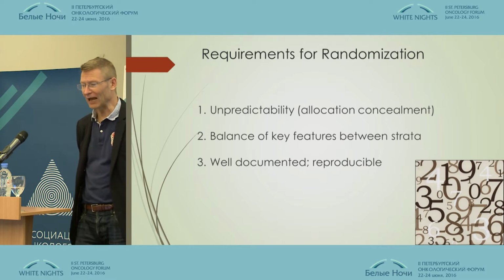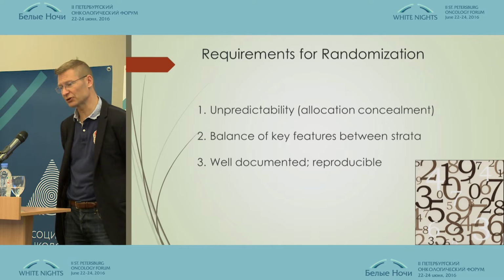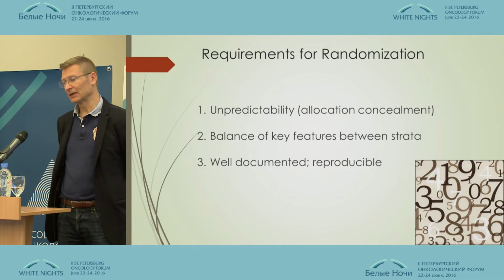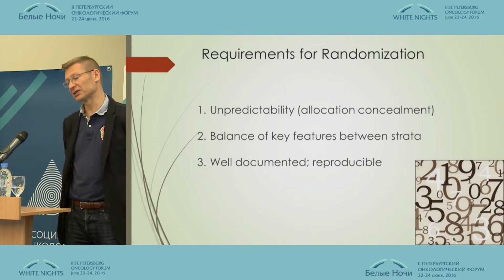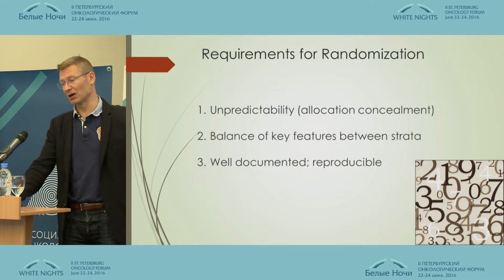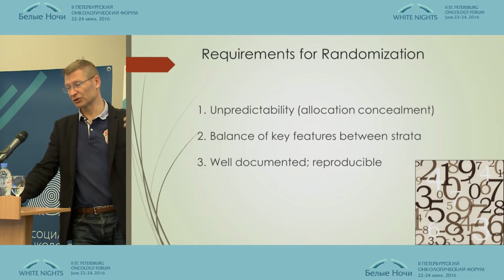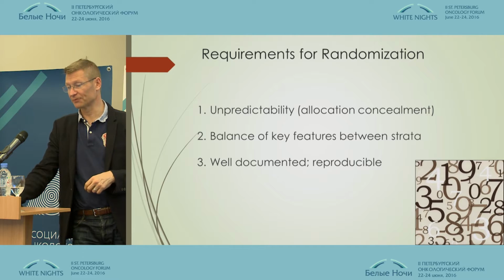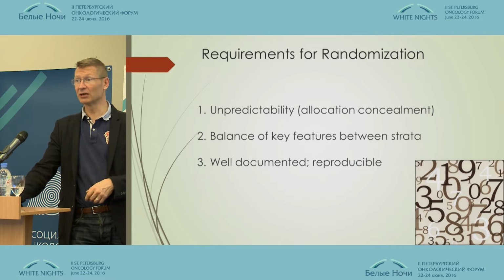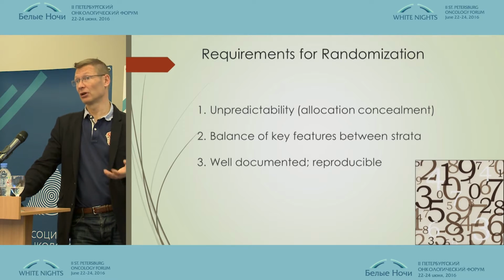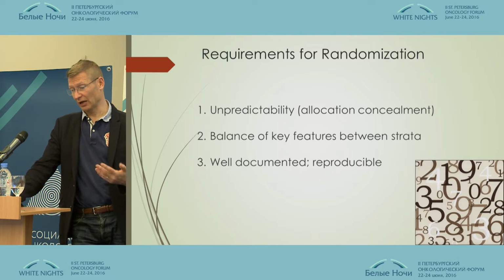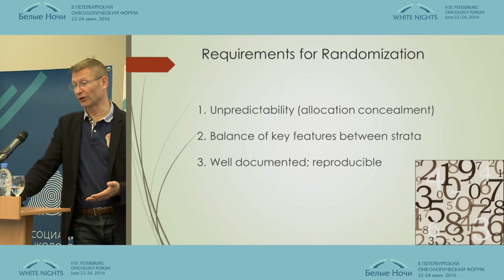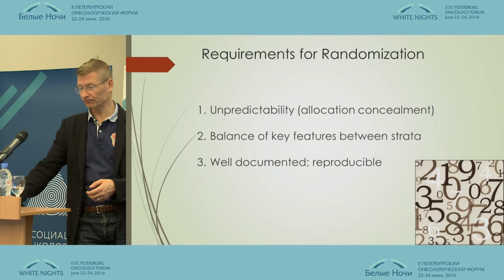There should be a balance of key features between strata. This means that if we randomize by group, stratified randomization, then within each group there should be a similar distribution across the trial arms. It must be well documented so that even afterwards the reader and the reviewer can really be certain that it was done properly.